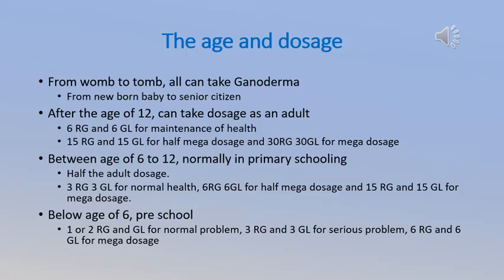Then for those between the age of 6 and 12, normally those in secondary school, which is easy to remember, take half the adult dosage: 3 Rg and 3 Gl for normal health, 6 Rg and 6 Gl for half mega dosage, and 15 Rg and 15 Gl for mega dosage. For those below the age of 6, when the child is very small, we can mix it into the milk or a drink for them. Maybe 1 or 2 Rg and Gl for a normal problem, 3 Rg and 3 Gl for a serious problem, and 6 Rg and 6 Gl for the mega dosage. So these are the general dosages, depending on the group of people and the body condition.